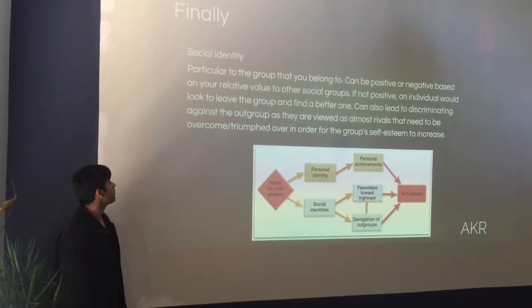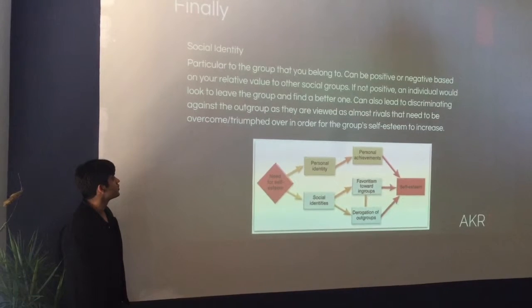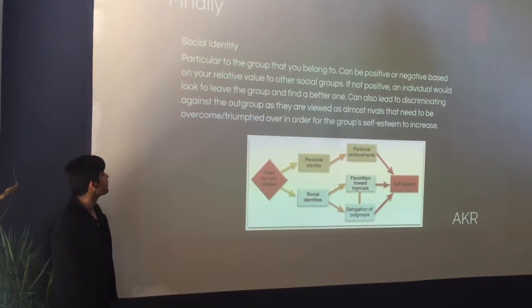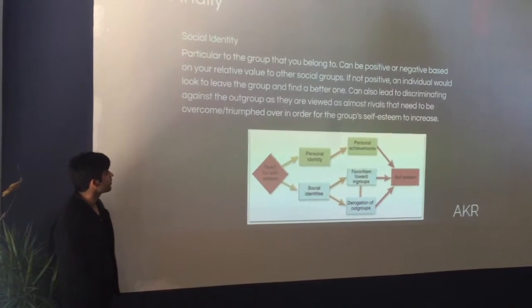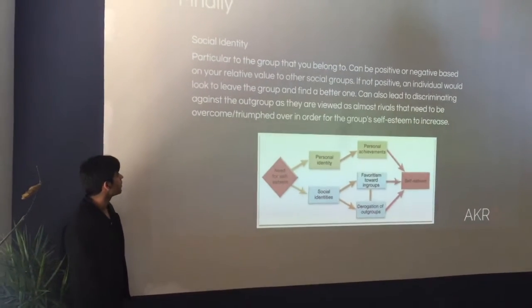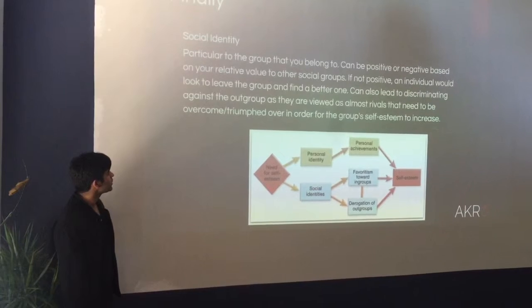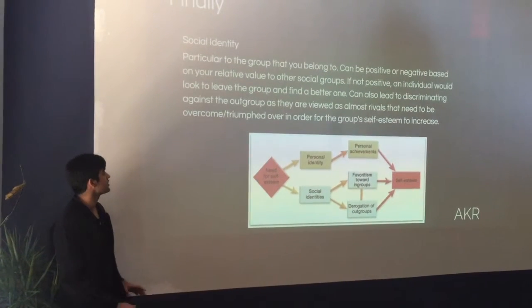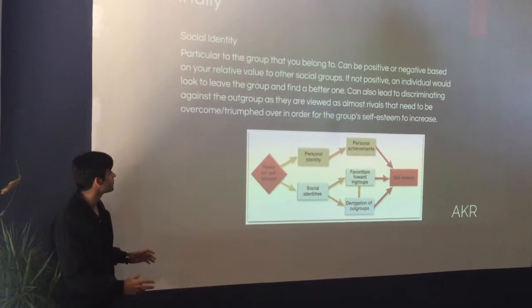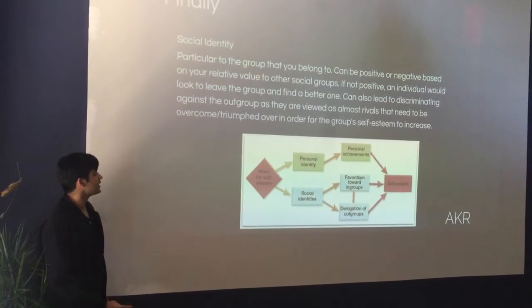Social identity, particular to the group that you belong to, can be positive or negative based on your relative value to other social groups. If not positive, an individual would look to leave the group and find a better one. It can also lead to discriminating against the out-group, as they are viewed as almost rivals that need to be overcome or triumphed over in order for the group's self-esteem to increase.